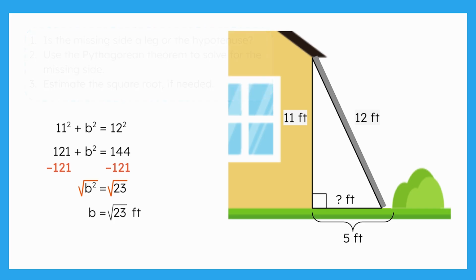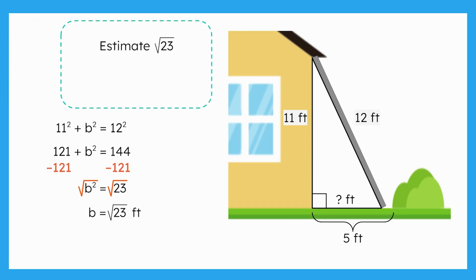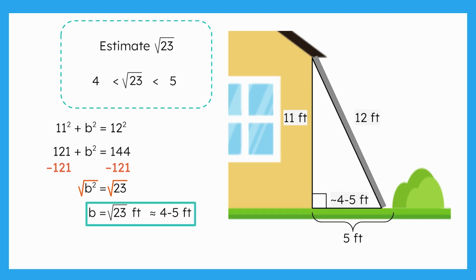To estimate the square root of 23, I need to locate the two perfect squares on either side of 23. In this case, that's 16 and 25. Since the square root of 16 is 4, and the square root of 25 is 5, I know that the square root of 23 is some number between 4 and 5.